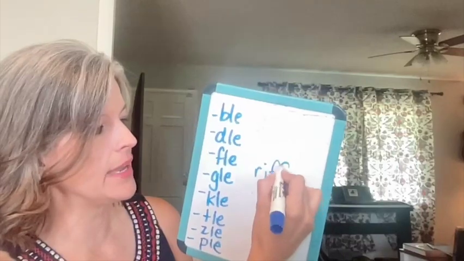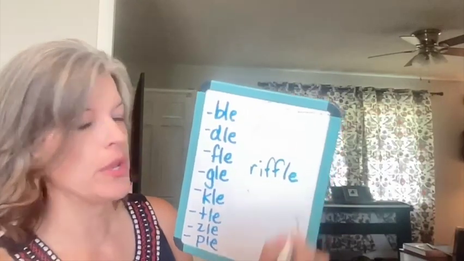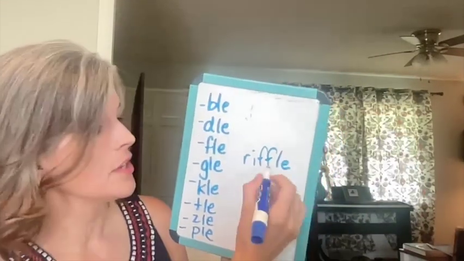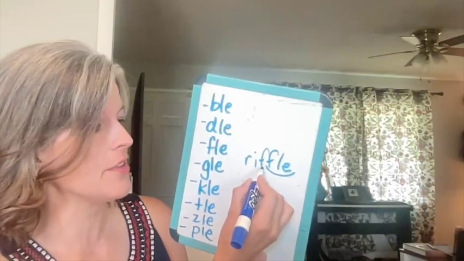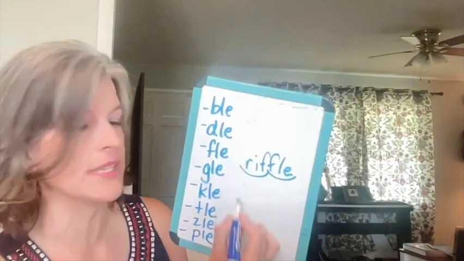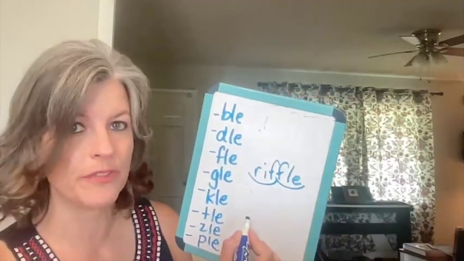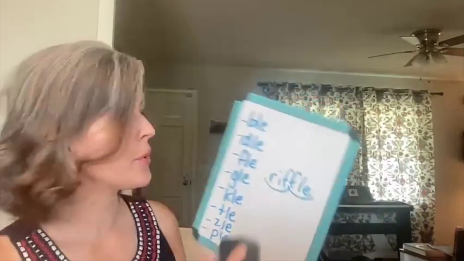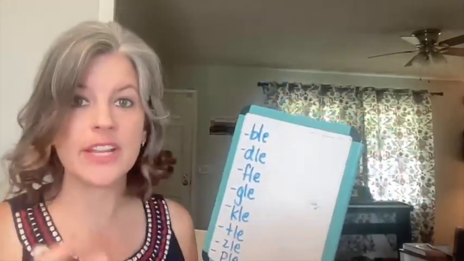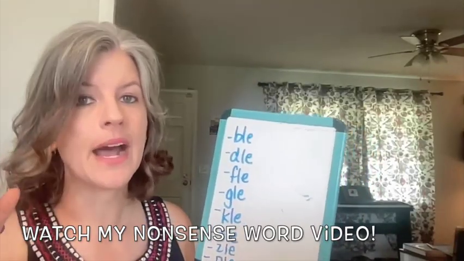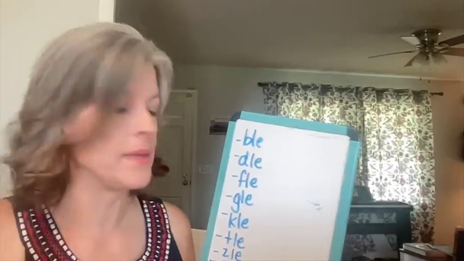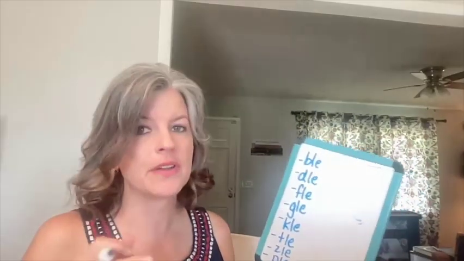If we wanted to make a nonsense word, we could double that F, so that FLE is our consonant LE, and now this other F I've added in is closing in the I, and it would make riffle. In Orton Gillingham programs, nonsense words are used quite a bit. I do have a nonsense word video. It's not in this series, but I will leave that in the description below. Maybe I'll add a card for that. That is very important to notice.